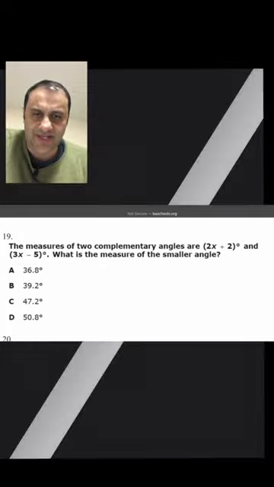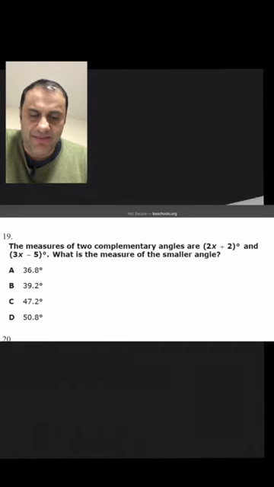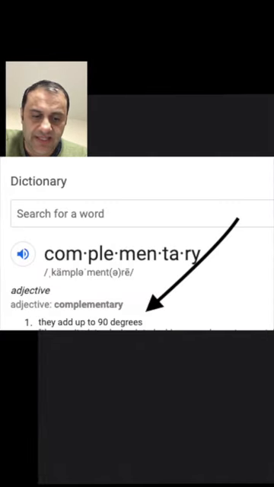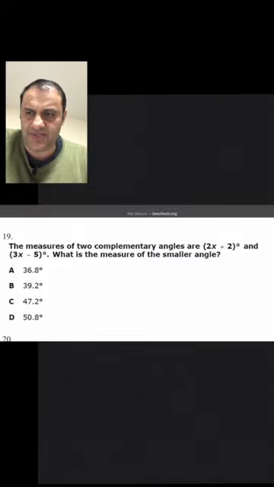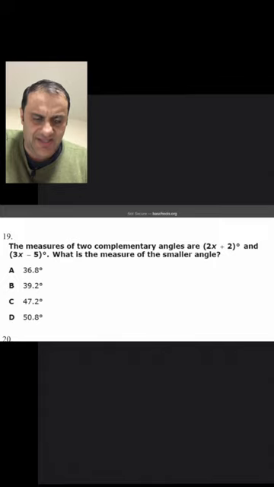So we have two angles that are complementary. What does that mean? That means they add up to 90 degrees together. And one of them is 2x plus 2, and the other one is 3x minus 5. And they're asking what is the shorter one.